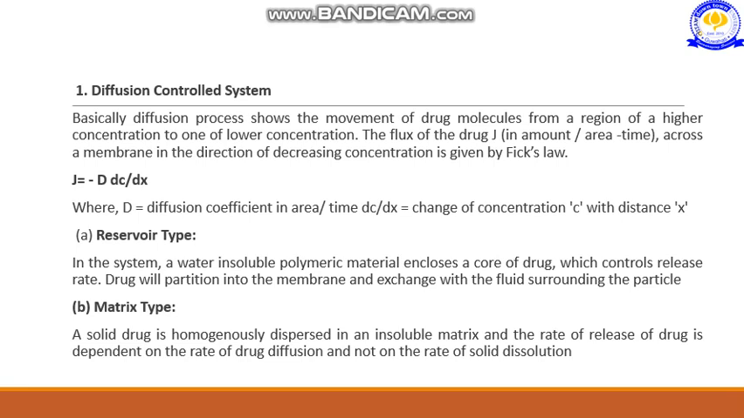So basically, diffusion process shows the movement of the drug molecules from the region of higher concentration to one of lower concentration. The flux of the drug is denoted as J, meaning amount by area and time, across the membrane. This movement of drug across the membrane in the direction of decreasing concentration is given by Fick's first law, which is the basis of diffusion control release. Here J equals minus D dC by dx.